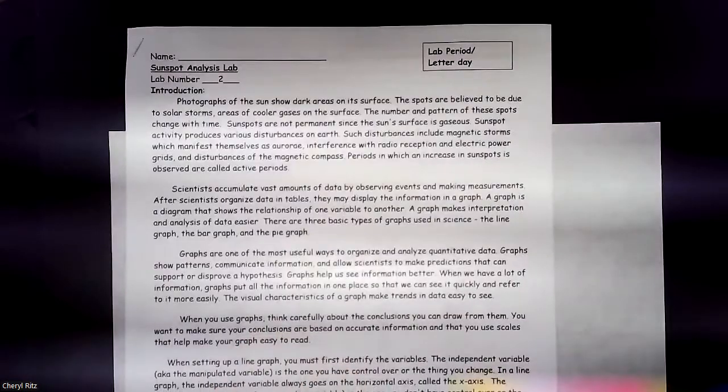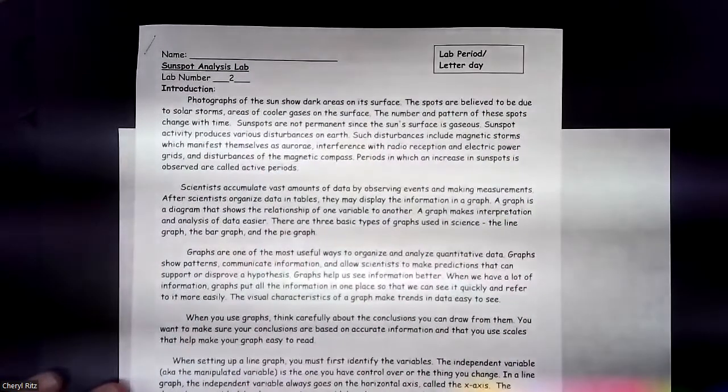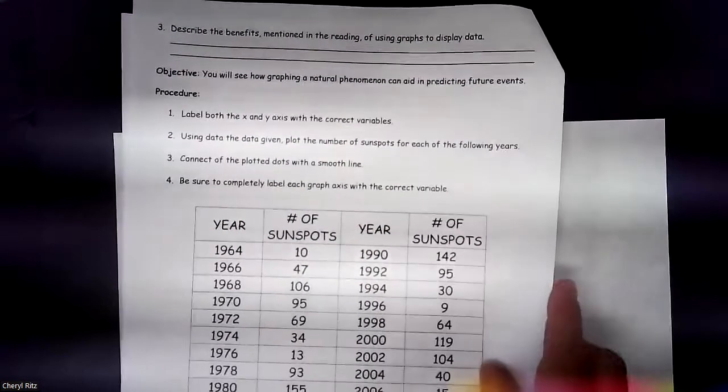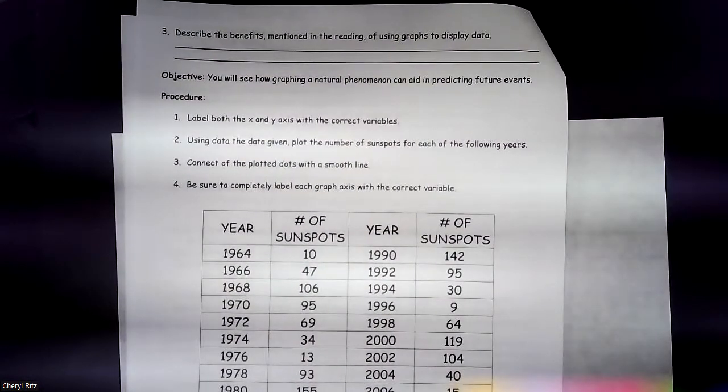So like I said, these labs will always look the same though. So always fill it out, read the reading, do the checkpoint questions. After the reading and the checkpoint questions is the actual lab part of any lab.